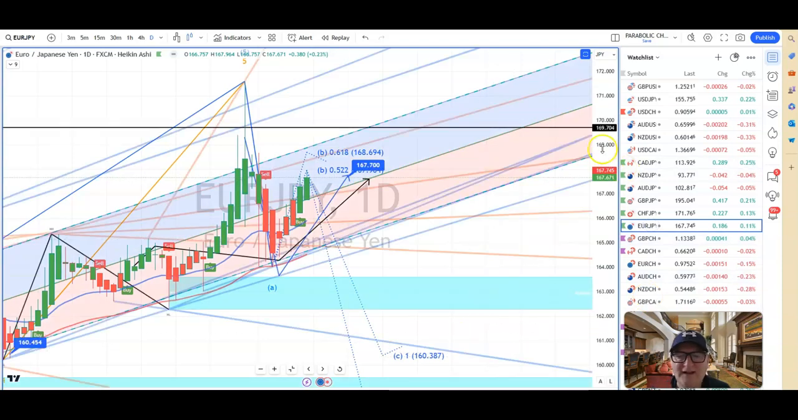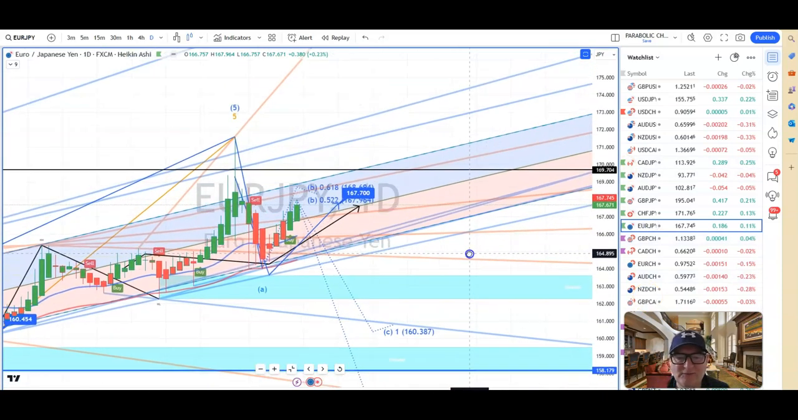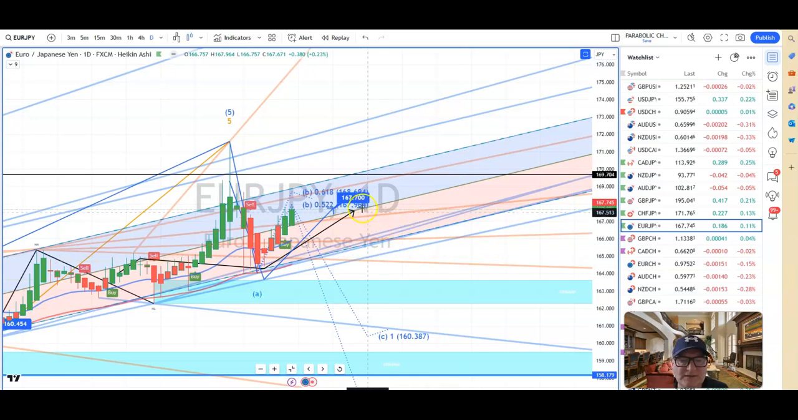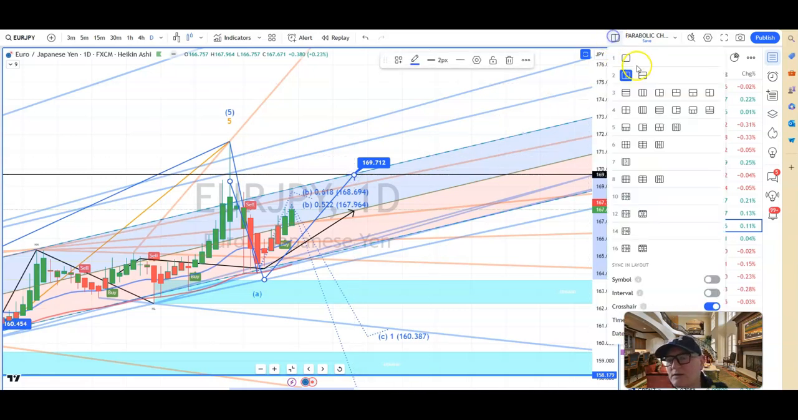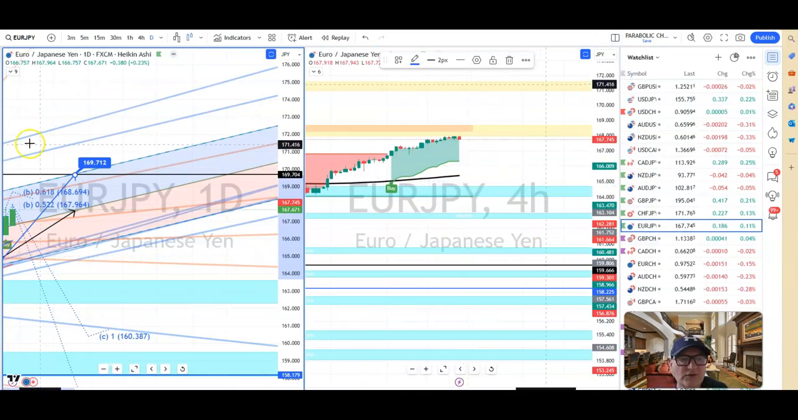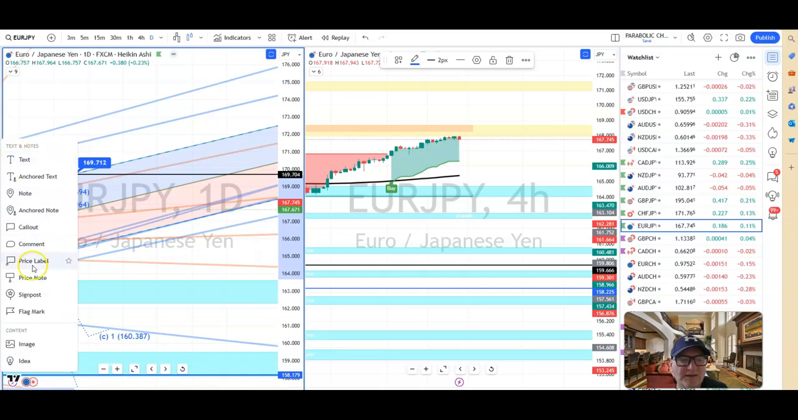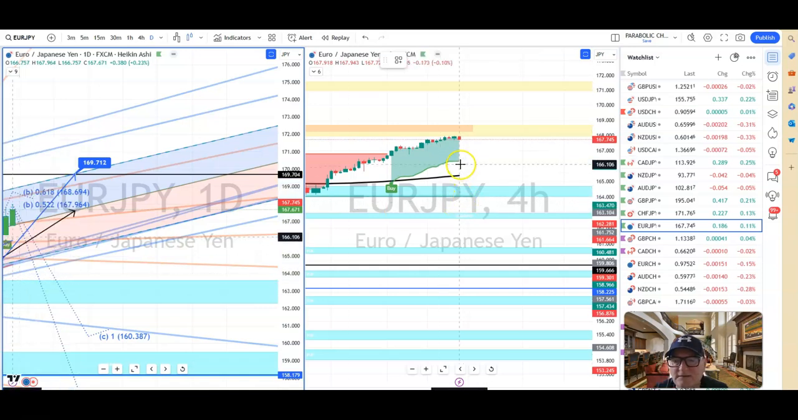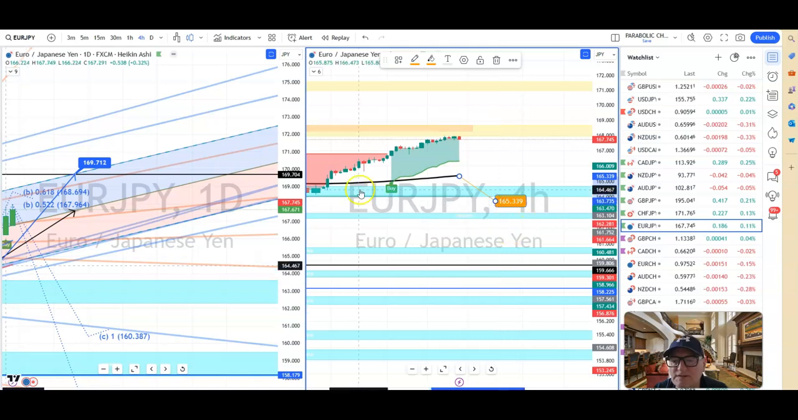Euro yen, a fantastic move. Congratulations. We've had many hundreds of pips here. Our target here is 167.70. Our next target for this week is 169.71, and our trailing stop, we're going to put it on the 50 moving average, 165.33. That's it for the trends, the parabolic trends.